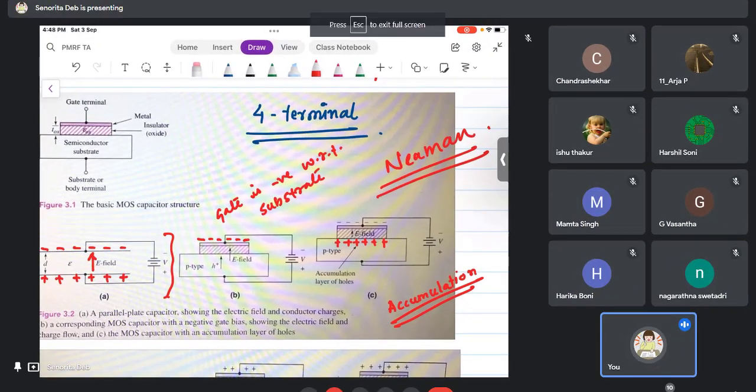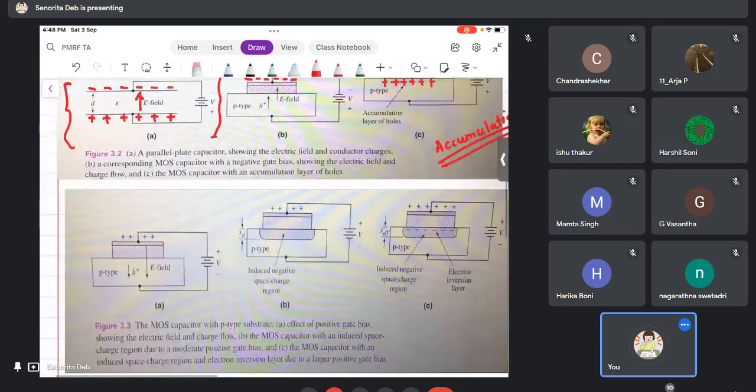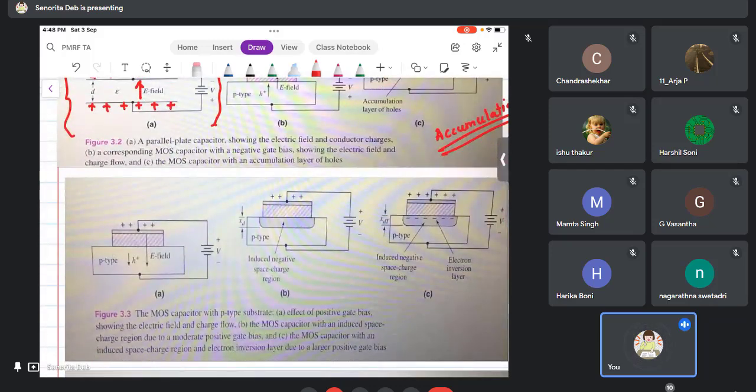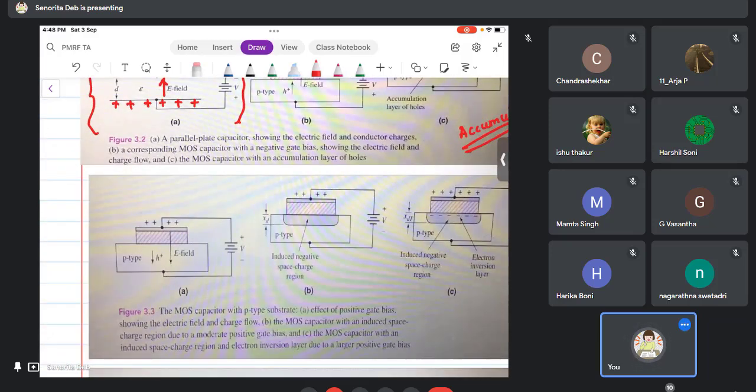So now, next we will see something else. What will happen if I put a positive voltage instead of a negative voltage? When I put a positive voltage, the holes will get repelled, right? It's just like reverse biasing a PN junction diode, right?